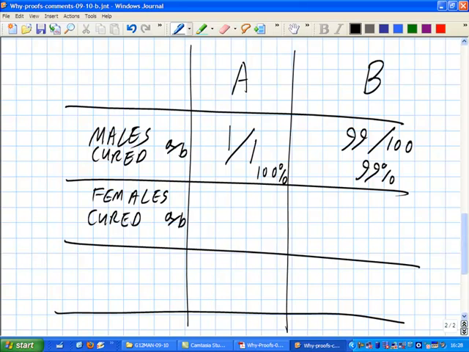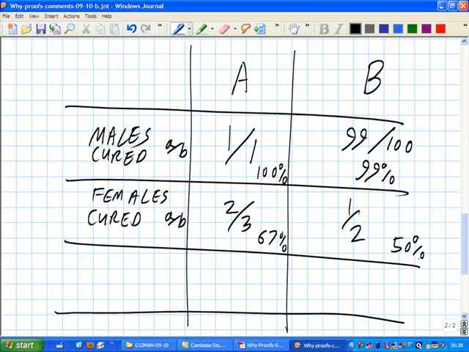Now what I'm going to do for the female patients? 2 out of 3. That's a good one. That's 67%-ish. One out of 2 for 50%.